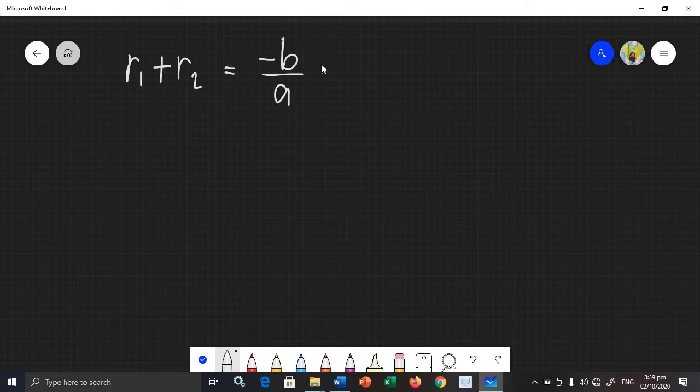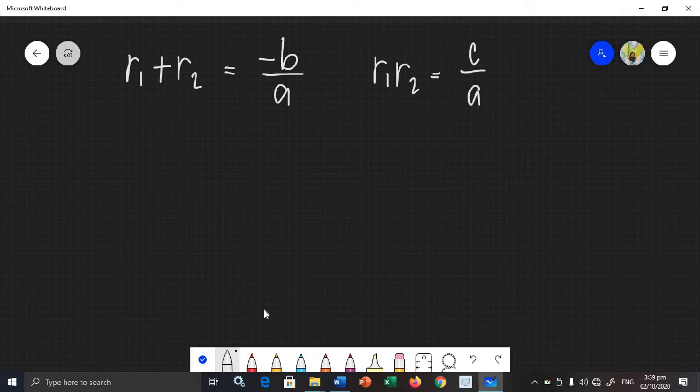As we all know, negative b over a, b and a, these are the coefficients of quadratic equations, di ba? Ax squared plus bx plus c, yun, si b and si a, coefficient siya ng quadratic equations. Yung product naman daw ng roots equal dito sa c over a. Okay? So let's prove if this is true. Right here, right now. Okay?